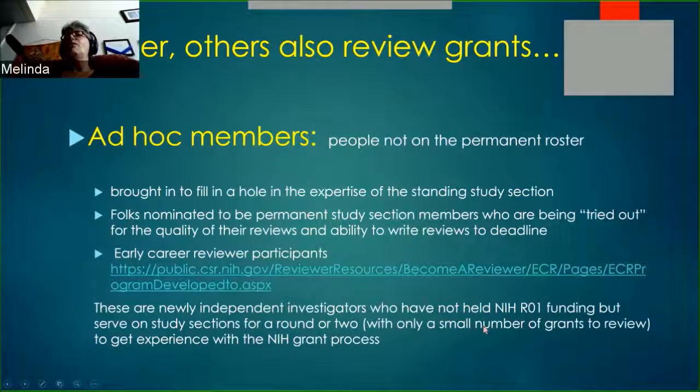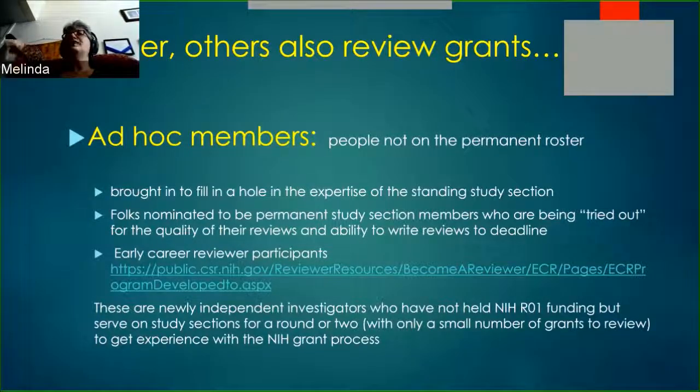Usually they're only assigned a small number of grants, so you might only be writing the reviews for 2 or 3 grants, but you are brought in and you sit in the room for a full study section meeting. So you will have the opportunity to really see how the whole process works. And I will tell you that my faith in NIH peer review went up dramatically after sitting in as an early career reviewer, because you could see how much the people on the study section deeply care. You could see how the process works and how really fair it is.